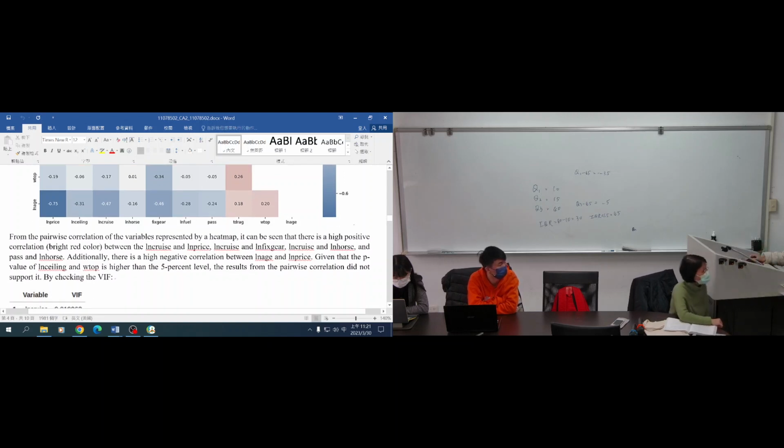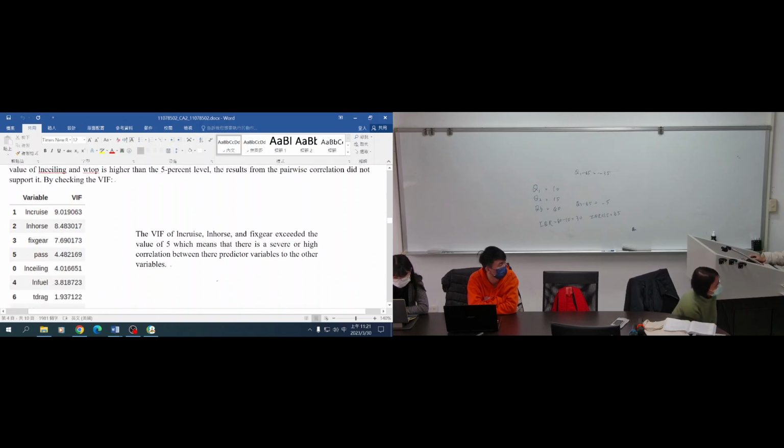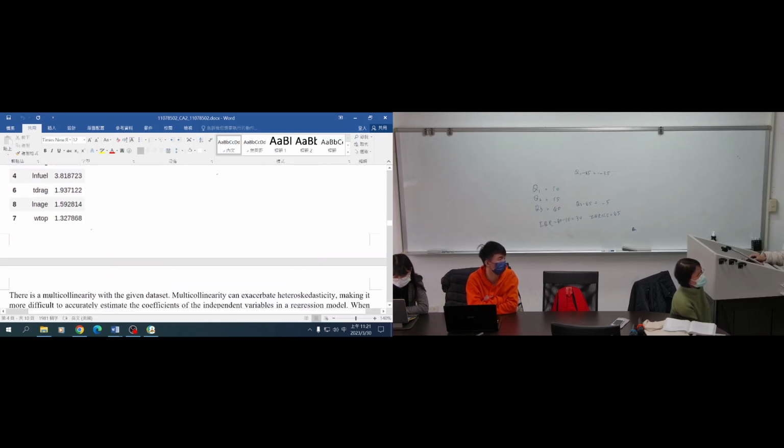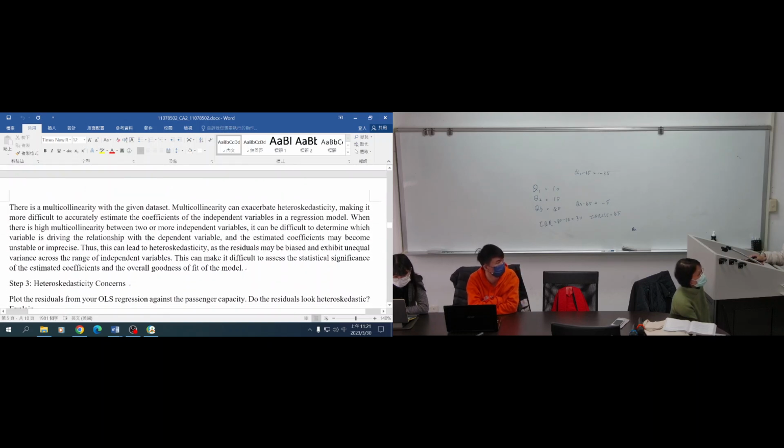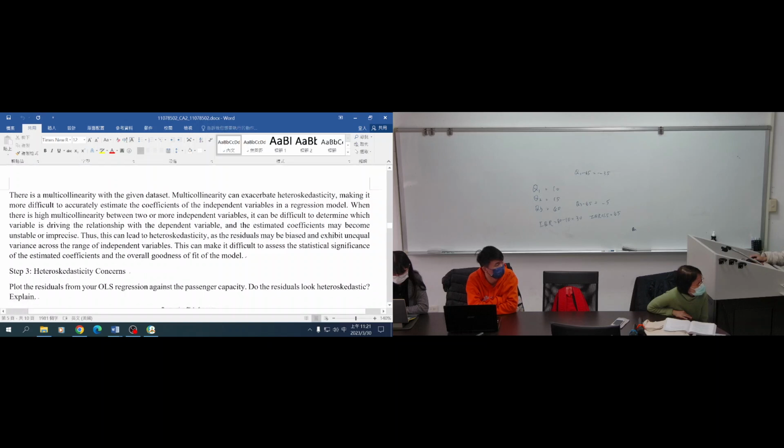And then by checking the VIF, we can see here that the VIF of ln cruise, ln horse, and fixed gear exceeded the value of 5, which means that there is a severe or high correlation between their predictor variables and the other variables. So here we can say that there is multicollinearity in the given data set, maybe. And multicollinearity can make the heteroscedasticity more severe. Yeah, this is just the explanation.